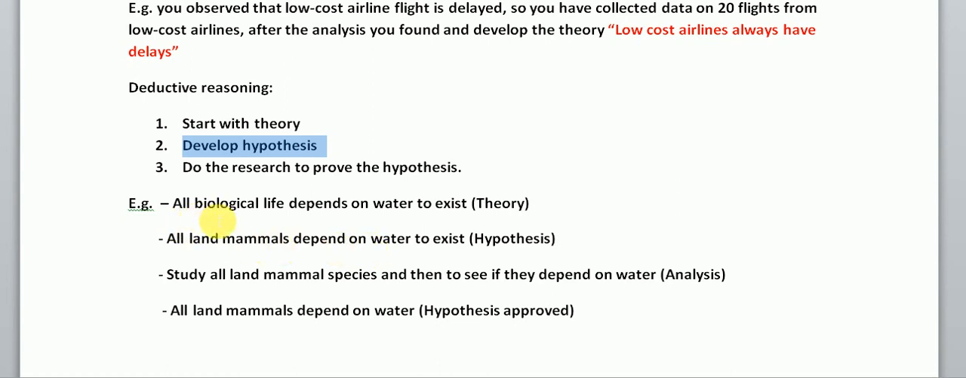For example, all biological life depends on water. This is a theory, and out of this theory you are developing a hypothesis, and then for this hypothesis you conduct a research. It means you study some land mammals, different mammal species, and then you do the analysis, and you find that all mammals indeed were depending on the water. So it means your hypothesis is approved here, and this is actually done through research.